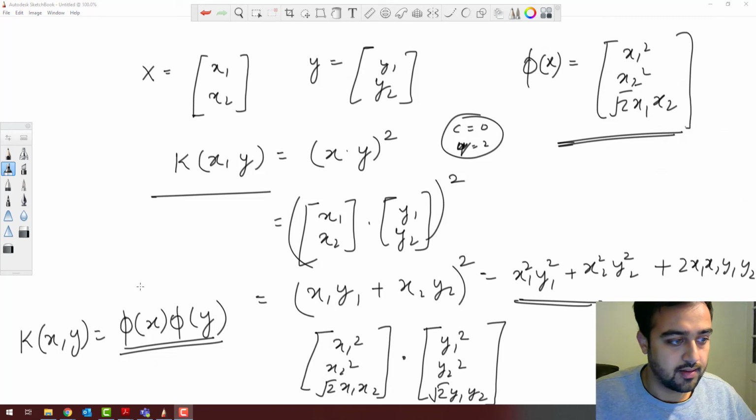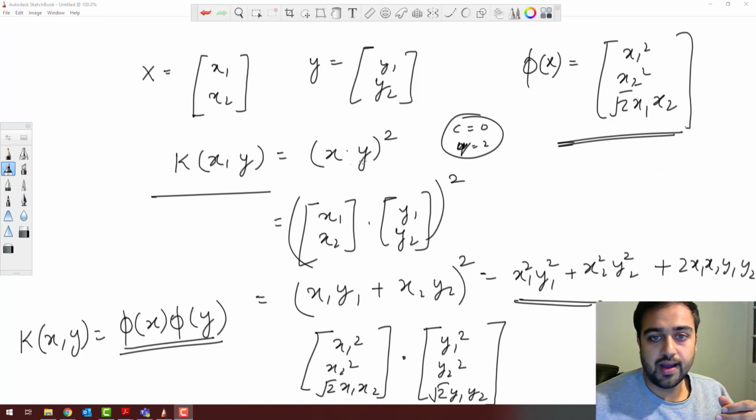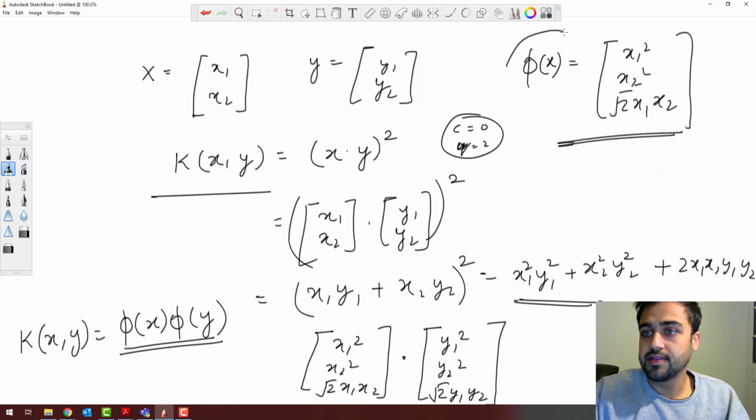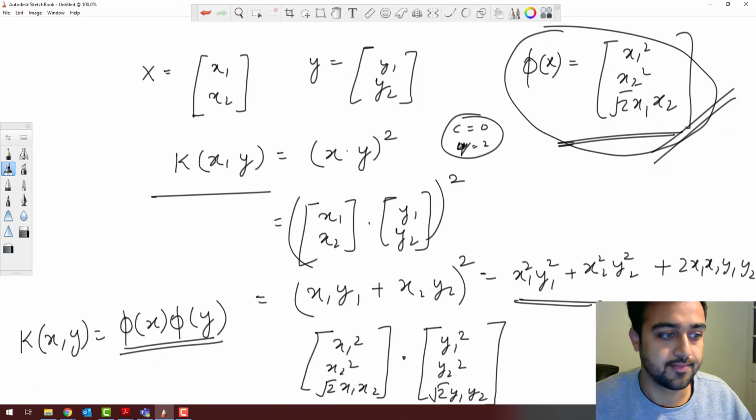All right. So this would mean that using this kernel K(x, y) equals (x dot y) squared, it would be equal to using this feature mapping in a new feature space, right? So just by taking the dot product of our 2 points and squaring it, we get a new feature mapping in a new 3-dimensional space.